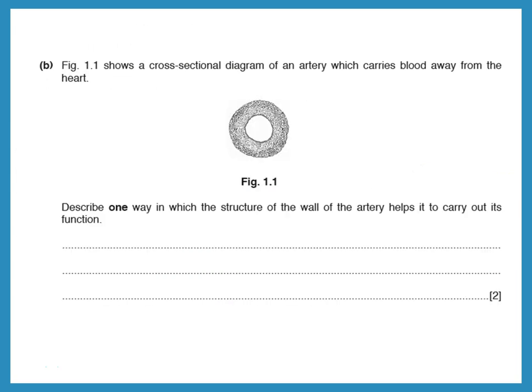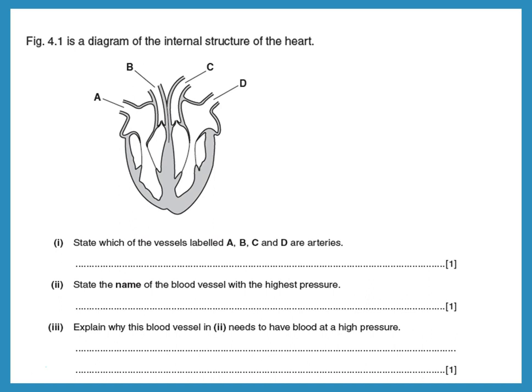Okay, this figure shows a cross-sectional diagram of an artery. Describe one way in which the structure of the wall of the artery helps it to carry out its function. Remember that we said the wall of the artery is thick. Why do we need it to be thick? Actually, they are thick, elastic walls. This is to withstand the high blood pressure flowing through it.